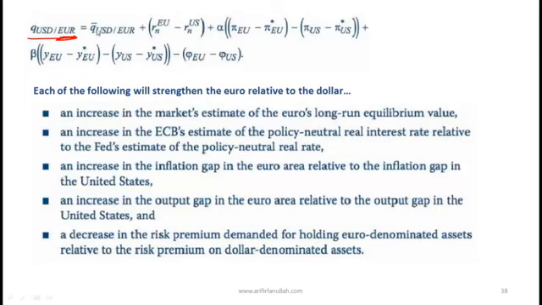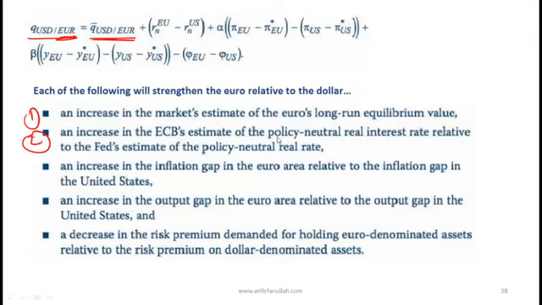As we've discussed earlier, Q bar refers to the equilibrium exchange rate. So effectively what we are saying is that each of the following will strengthen the euro relative to the dollar. First, an increase in the market's estimate of the euro's long-run equilibrium value. That's this number over here. An increase in the market's estimate of the euro's long-run equilibrium value will increase the real exchange rate, all else equal. The second element, an increase in the ECB, the European Central Bank.